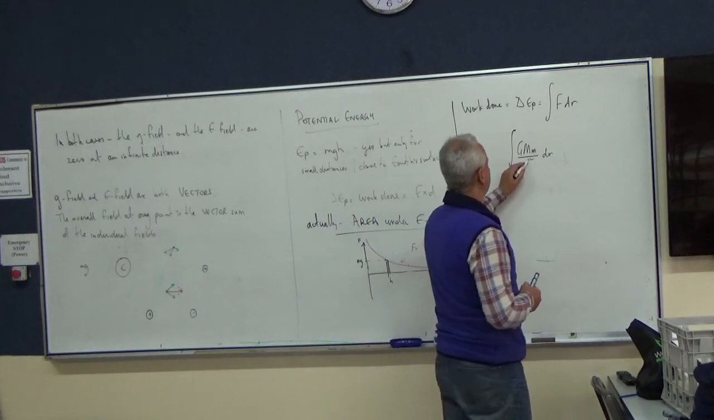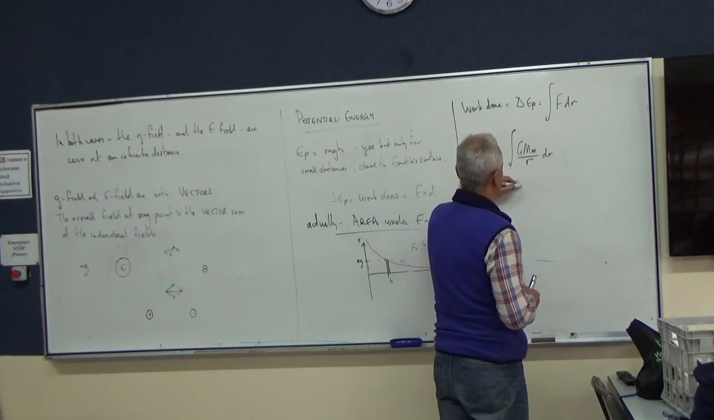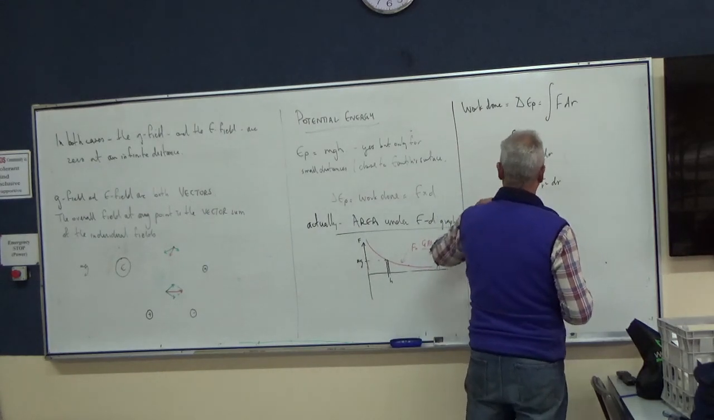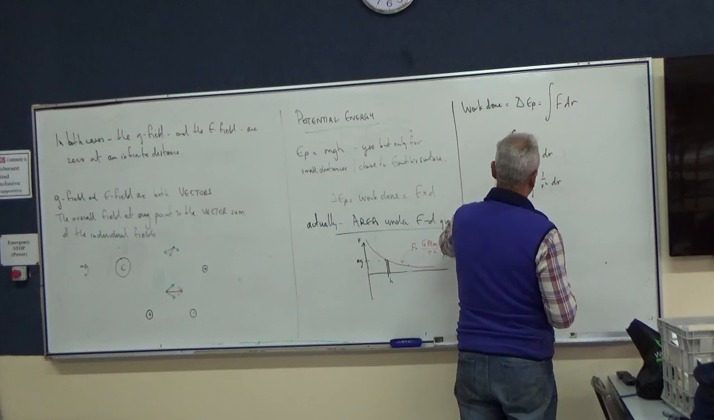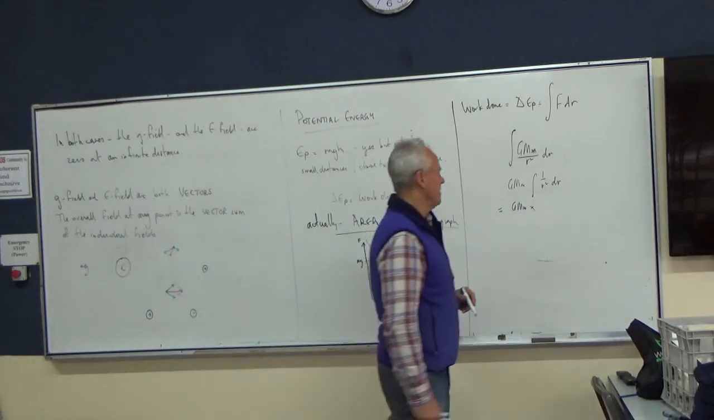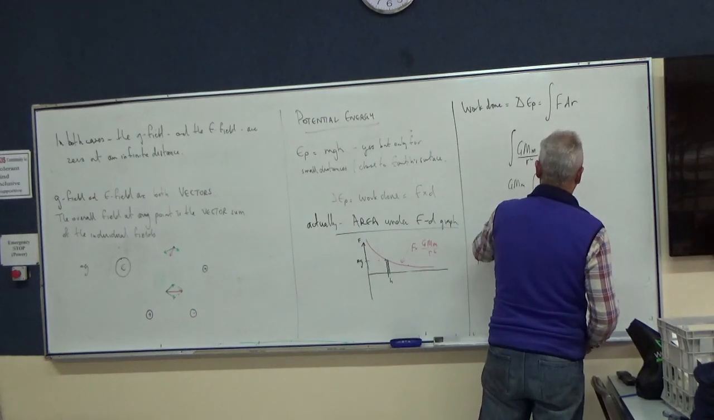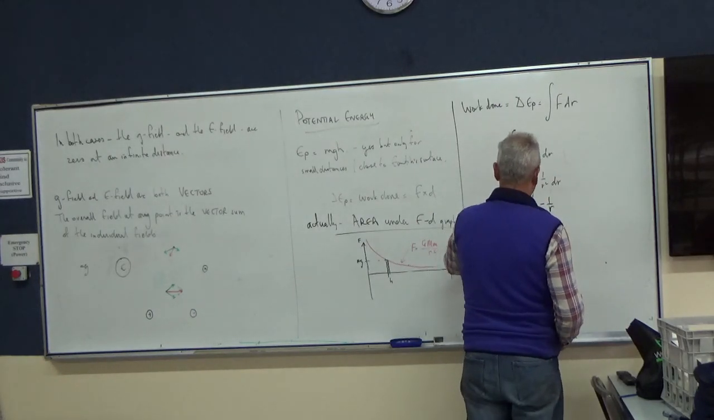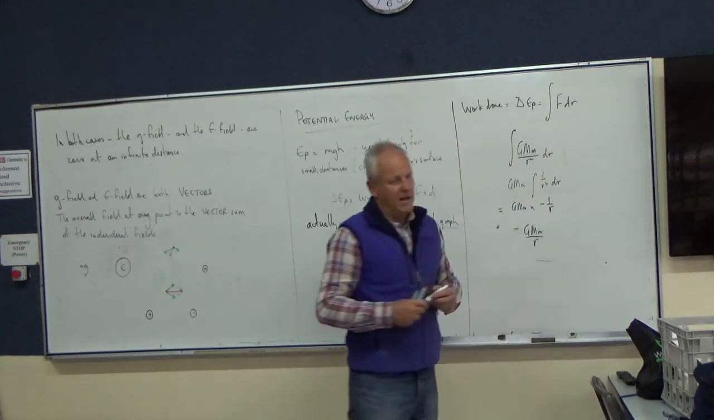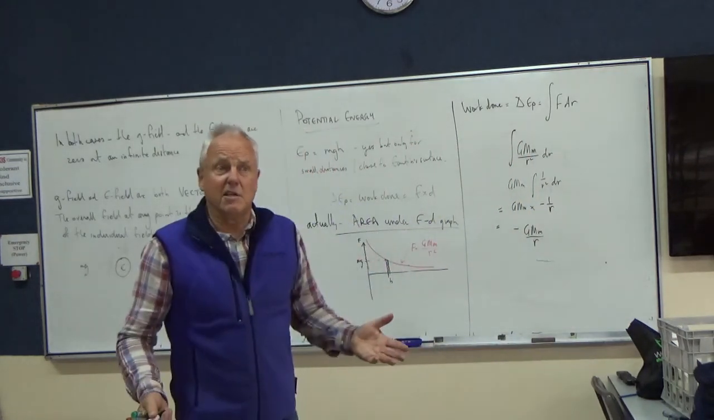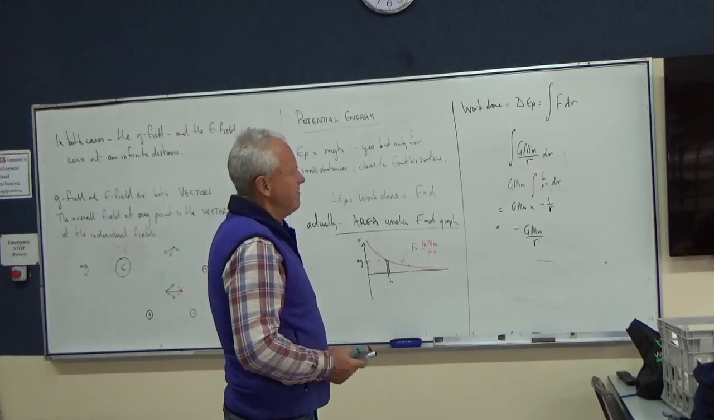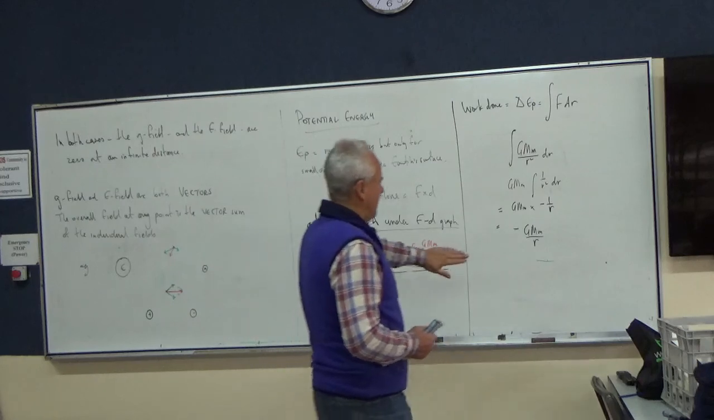What's the integral of, so it's GMM times the integral of 1 on R squared dr, which is GMM times the integral of 1 on R squared, negative 1 on R, equals negative GMM on R, plus C. Yeah.